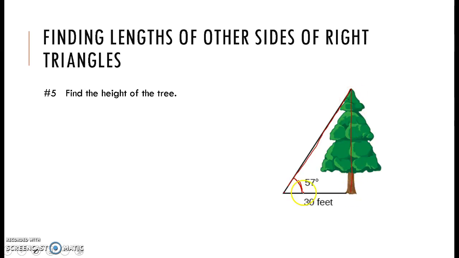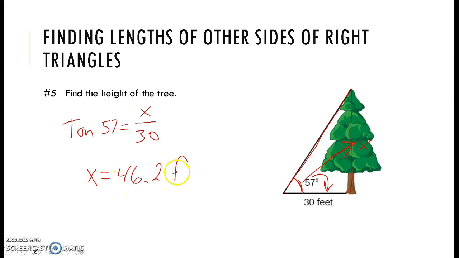So the height of the tree is the opposite side of our angle, and we know the adjacent side to our angle. And so the opposite over the adjacent is tangent. So we would take the tangent of 57 degrees is equal to the opposite side, which we don't know. I'm going to call that x, over the adjacent side, which is 30. So I would just take the tangent of 57 degrees times 30, and x ends up being 46.2 feet high.